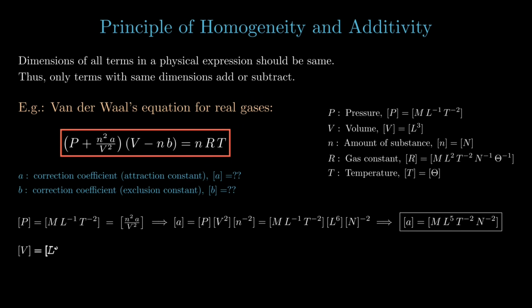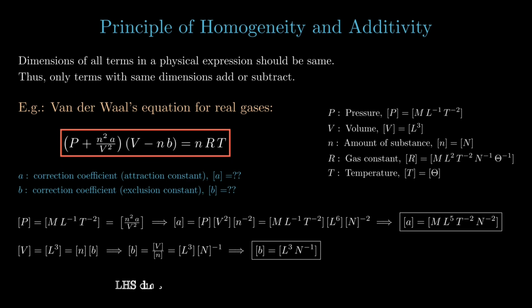As for B, it's even simpler. Since V and n times B subtract, they share the same dimensions. Thus, the dimensional formula of B is simply L cubed n to the power minus 1. As for its physical significance, B represents the excluded volume per mole.